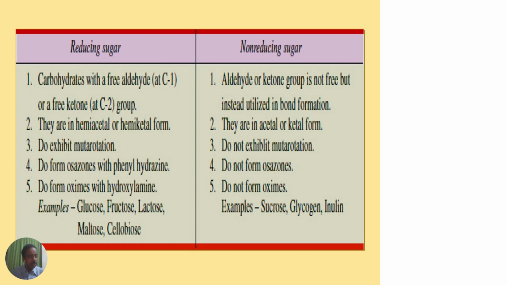In reducing sugars, they are in hemiacetal or hemiketal form, whereas in non-reducing sugars, they exist only in acetal or ketal form. Reducing sugars exhibit mutarotation, whereas non-reducing sugars do not exhibit mutarotation. Examples of reducing sugars are glucose, fructose, lactose, maltose, and cellobiose, whereas the non-reducing sugars are sucrose, glycogen, inulin, etc.